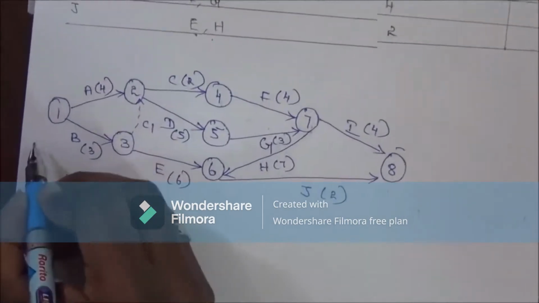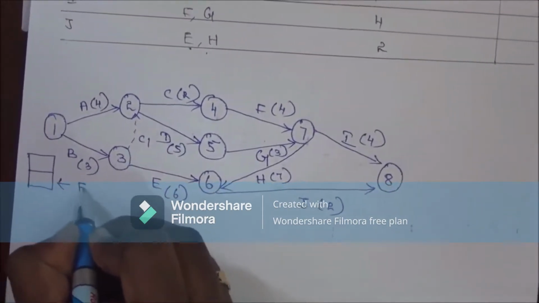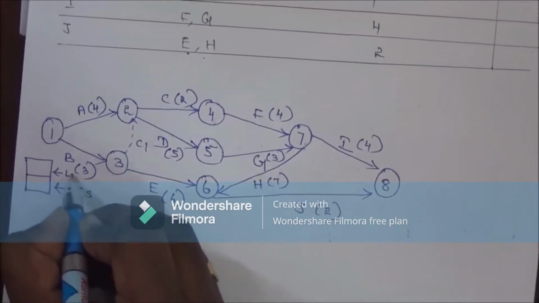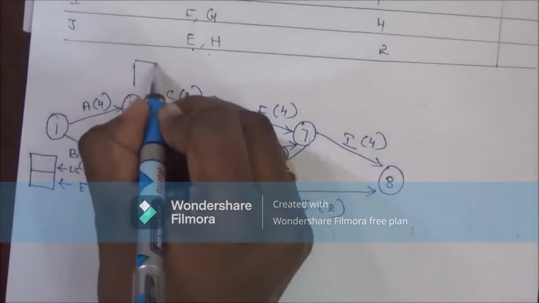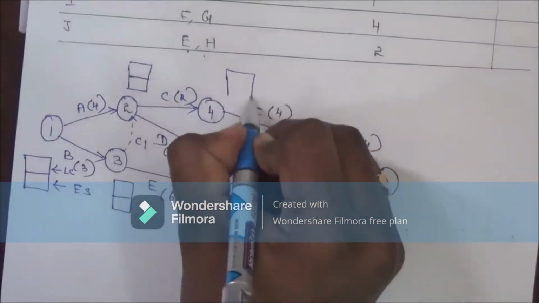So we have to consider each activity. This is called the earliest start time. This is the latest completion time. So for each activity we have to calculate the earliest start time as well as the latest completion time.